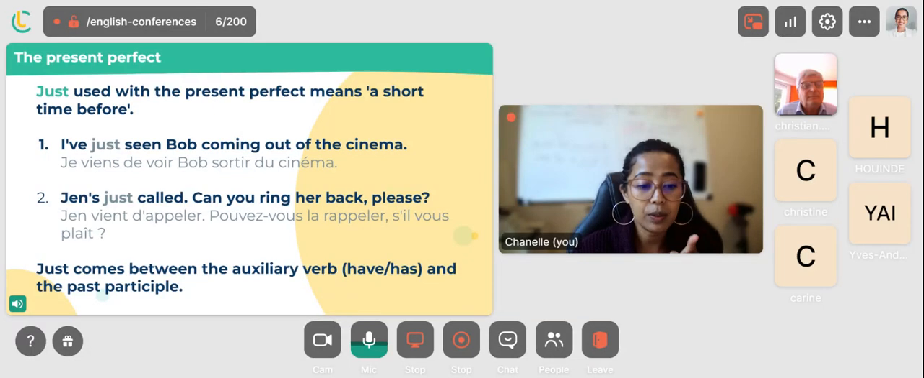Just comes between the auxiliary verb and the past participle. So you will have Jen has, you will put just, and then you will have the past participle at the end.